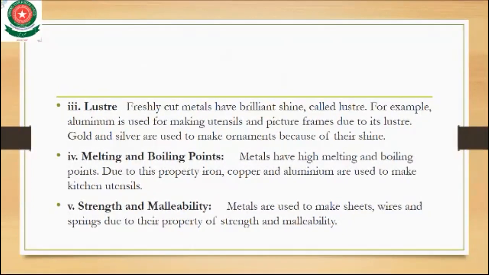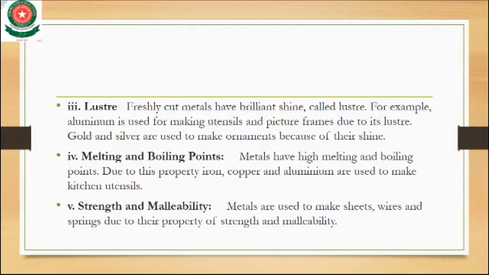Next is melting and boiling point. Metals have a high melting and boiling point. Due to this property, iron, copper, and aluminium are used to make kitchen utensils. That's why copper and aluminium are used for kitchen utensils.